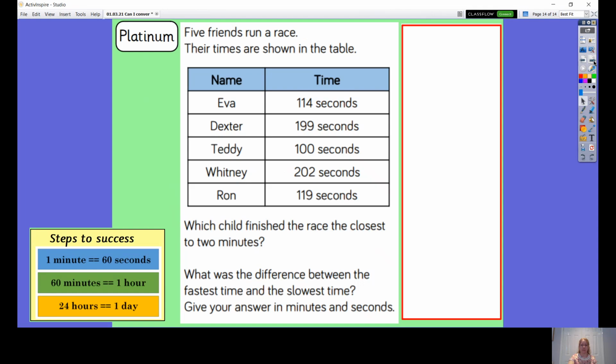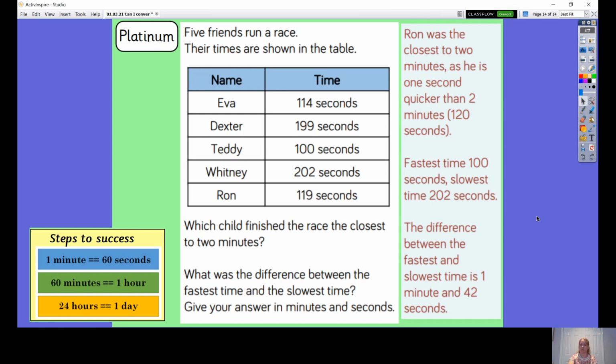Okay, on to Platinum then for today. Again, I won't read this one because I think I sometimes confuse you when I'm reading the Platinum things. So pause here and have a try at it, and then I will reveal the answer when you press go again. Okay, so I'm hoping that to find out which child finished the race closest to 2 minutes, you changed each of those into minutes rather than seconds.